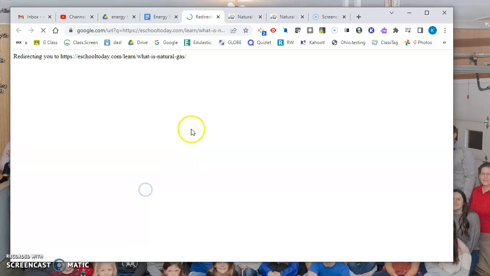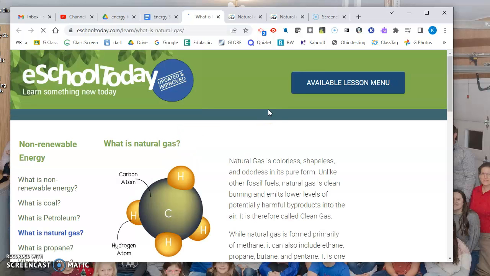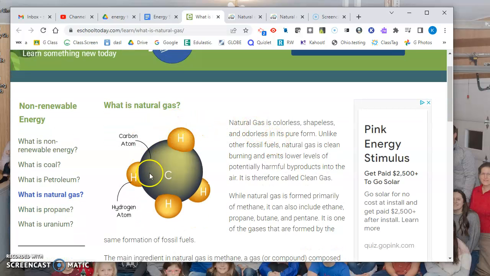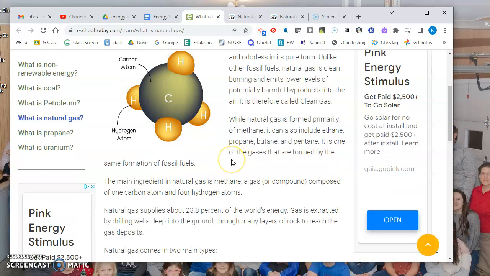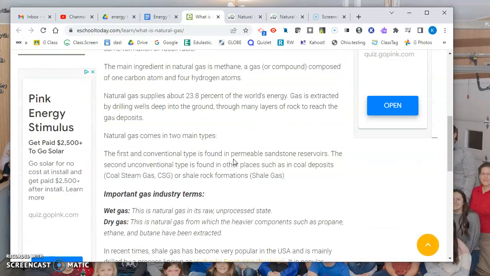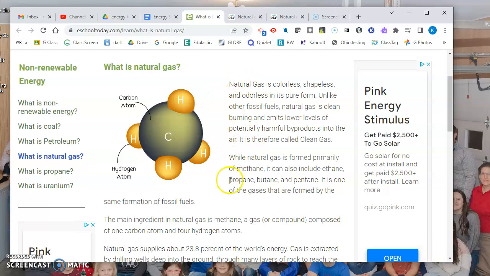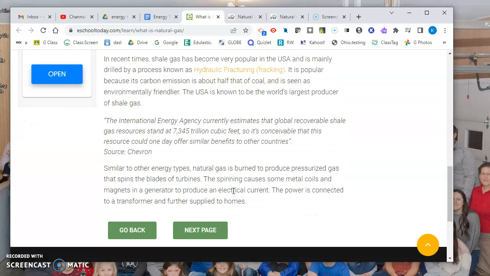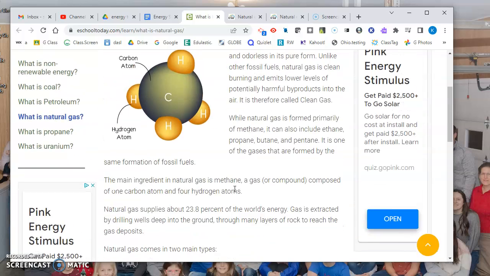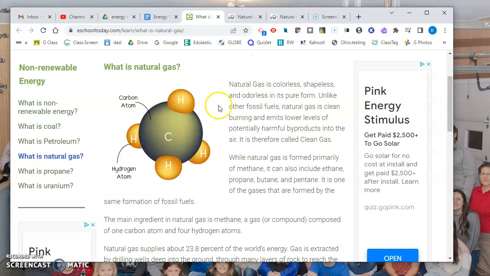This website here gives a little bit more information for you too. It shows you what it looks like as an atom. Here it gives you some basic information that would be good to read. Tells you some information about the gas itself, and then down here it gets pretty complicated, so I wouldn't bother reading down here. That won't help you with your project that you're making. So just read these first couple paragraphs. And this is what the atom of a natural gas particle looks like.